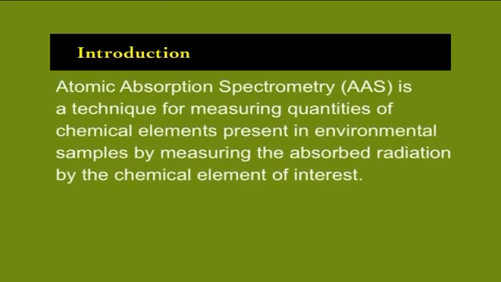Atomic absorption spectrometry is a technique for measuring quantities of chemical elements present in environmental samples by measuring the absorbed radiation by the chemical element of interest. This is done by reading the spectra produced when the sample is excited by radiation. The atoms absorb ultraviolet or visible light and make transitions to higher energy levels.